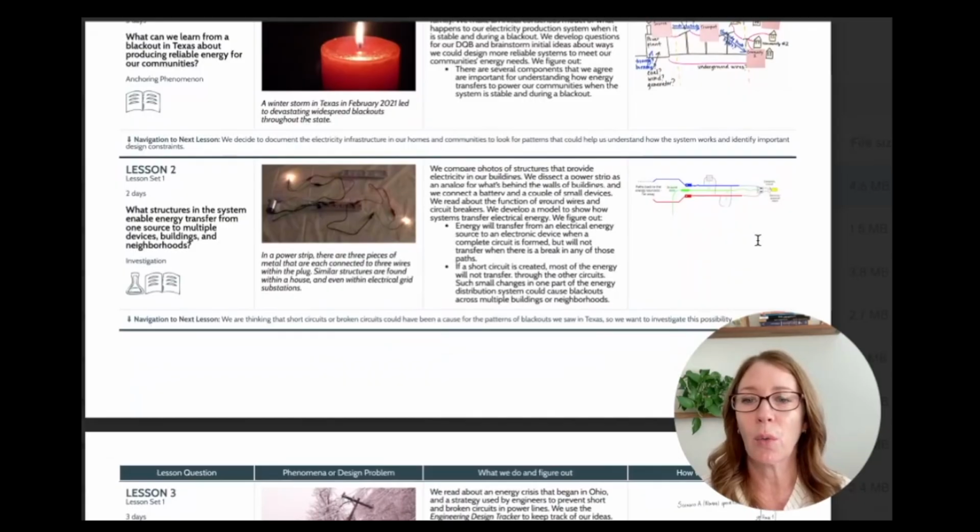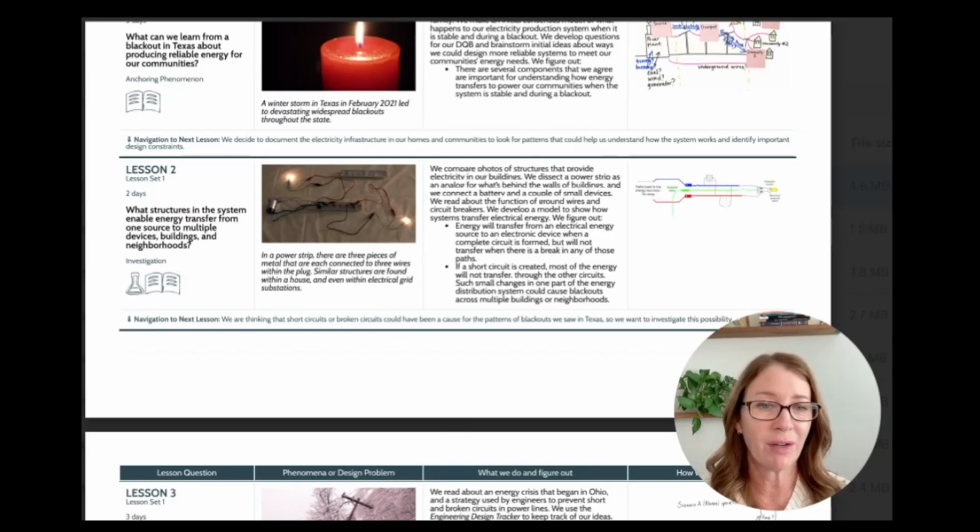In lesson 2, we're going to answer the question, what structures in the system enable energy transfer from one source to multiple devices, buildings, and neighborhoods? We use this really cool model of a surge protector as the energy source. It actually is not plugged in; it's connected to a battery as the energy source. The plug is removed. Then we have different lights, and we make an electric city, and we show how one energy source can light up multiple buildings and multiple places in a community.